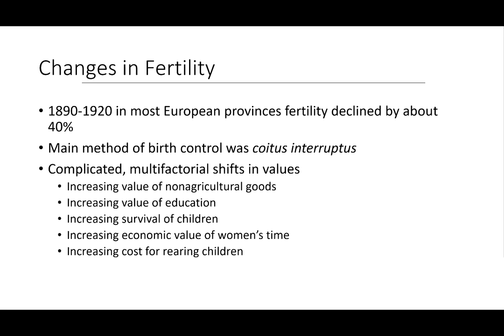And why? Well, it's complicated. There's a huge amount of research in demography trying to answer this question. But it seems as though it's multifactorial, and in particular that there are a lot of values that are shifting. One is an increasing value of non-agricultural goods, an increasing value of education, and an increasing survival of children. So women didn't need to have 6 children in order to have 2 survive to adulthood. More and more of your children would actually be expected to make it to adulthood.